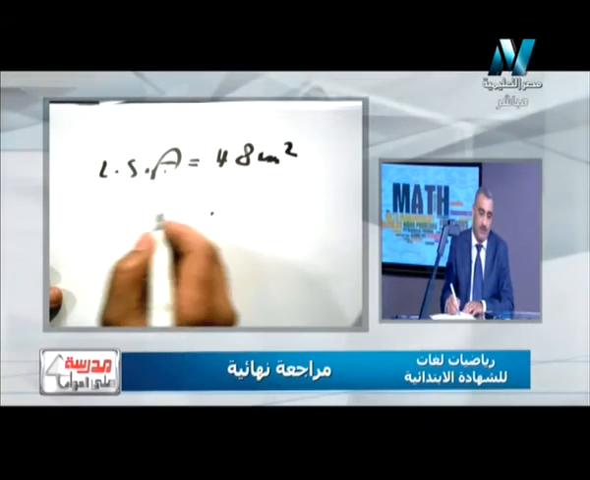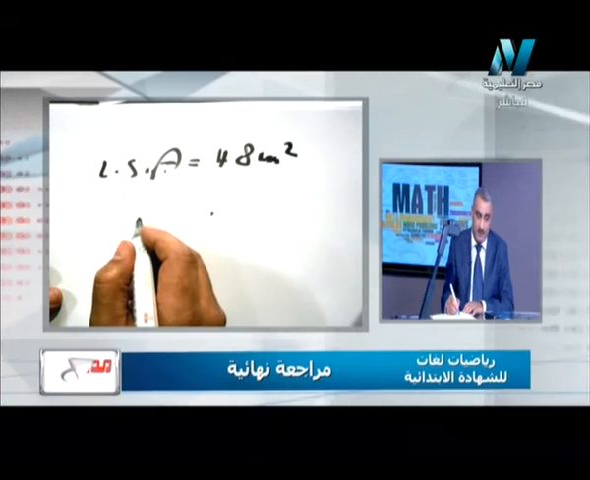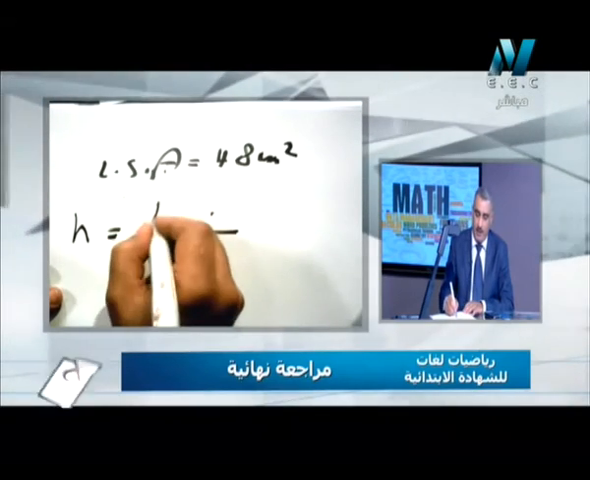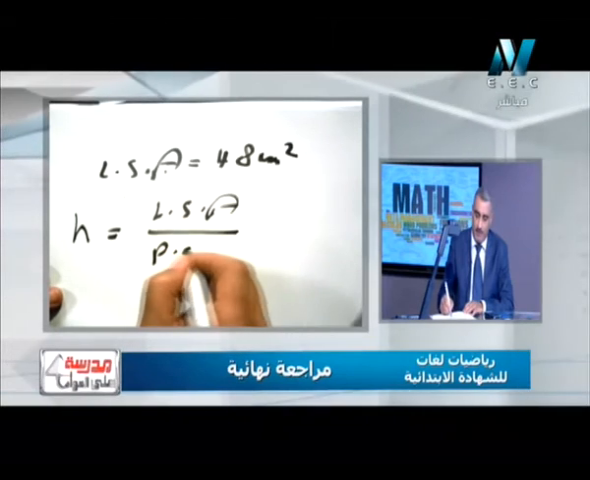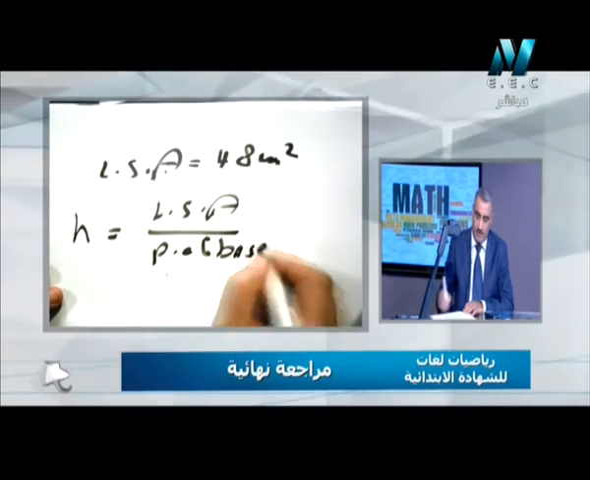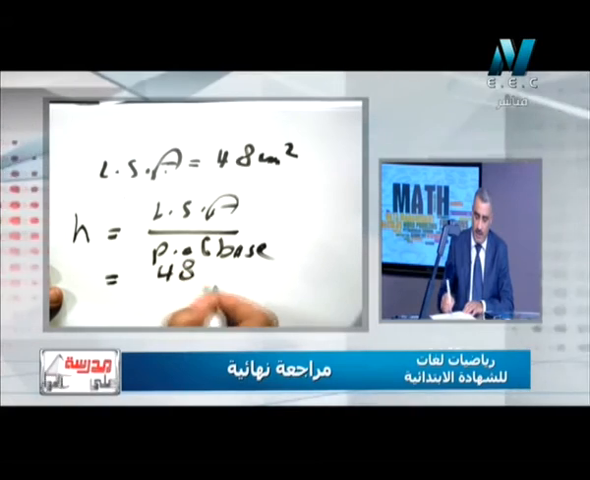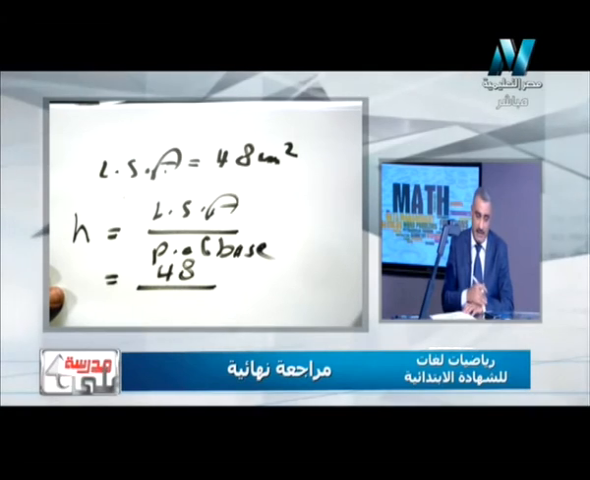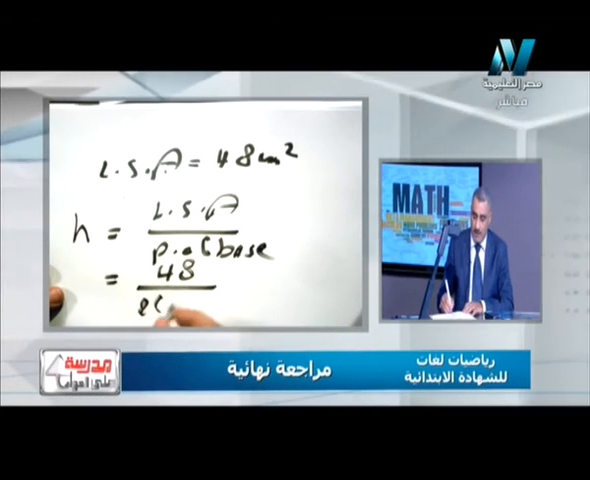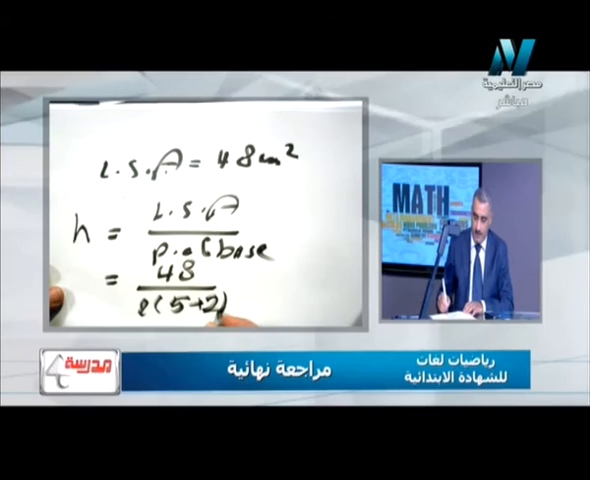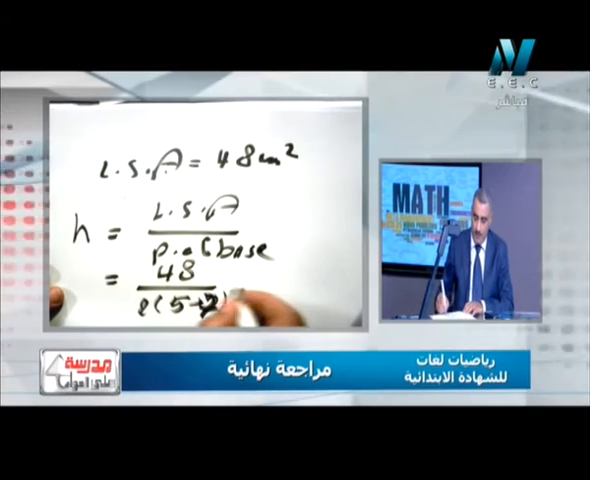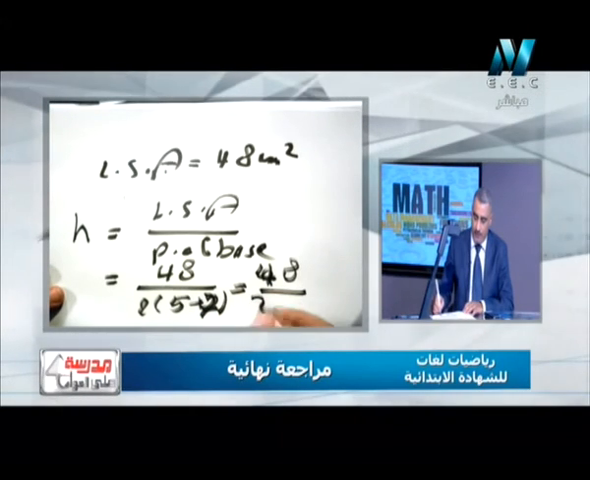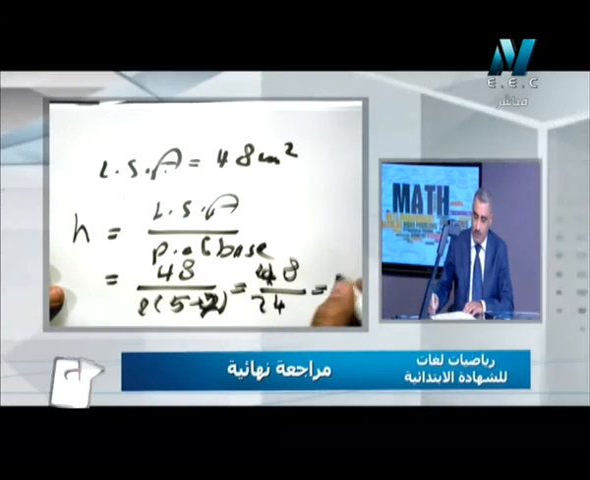And we have the two dimensions of the base, 7 and 5. What about the height? Height, as we explained, equals lateral surface area over the perimeter of base. Lateral surface area 48, perimeter of base, the base looks like a rectangle. We have the two dimensions of a rectangle, 7 and 5, just 7 plus 5, times 2. The result will be 48 over 7 plus 5, 12 times 2, 24. So the height in this case is 2 centimeter.